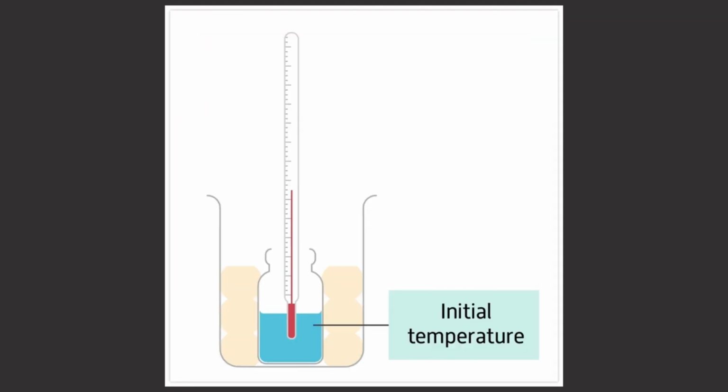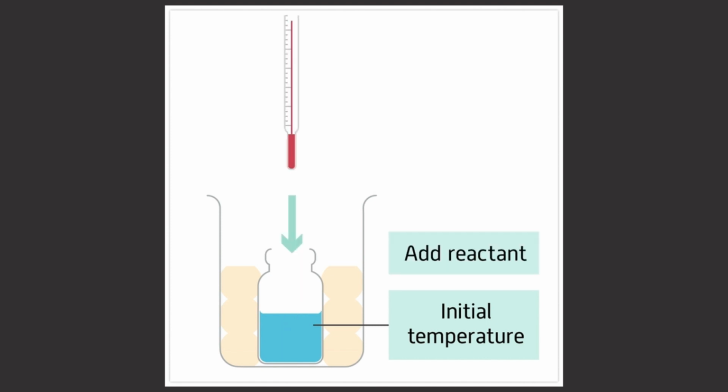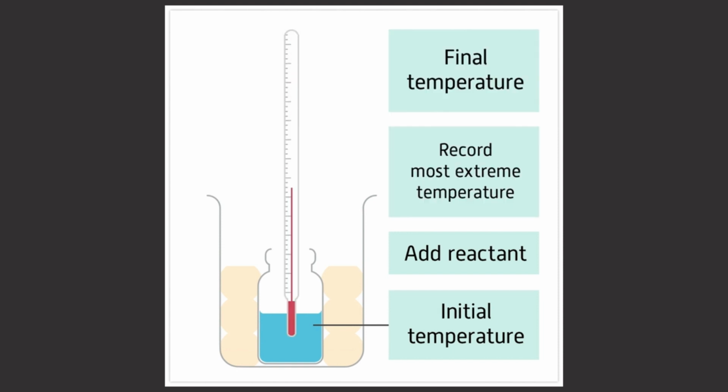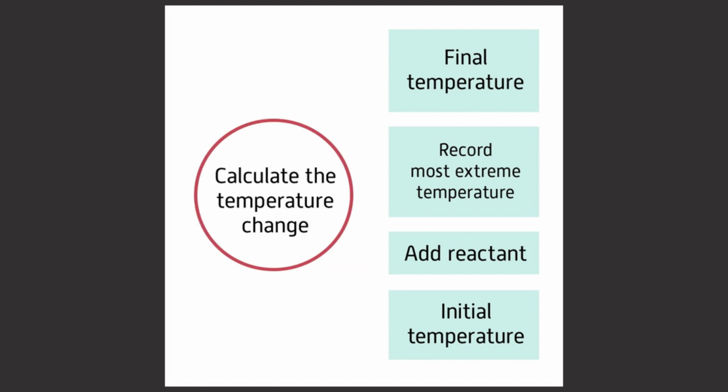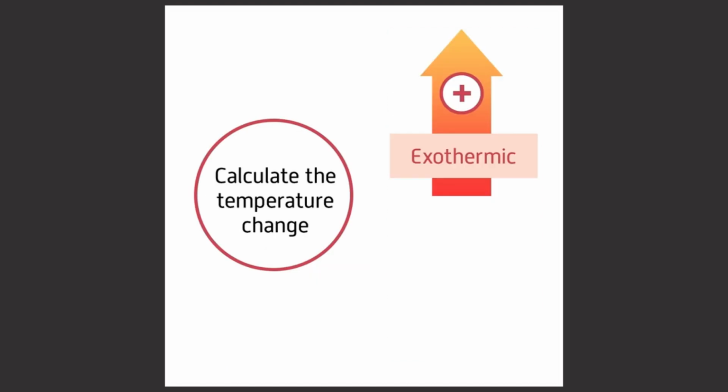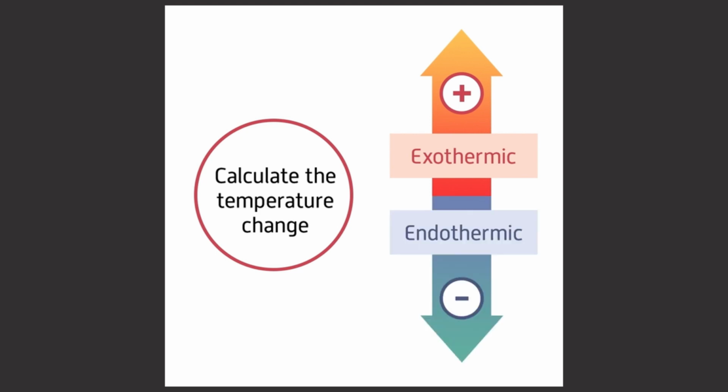For all of these investigations, you will be measuring the temperature of one reactant at the start, the initial temperature. You will then add the other reactant and record the most extreme temperature reached. This is the final temperature. You will need to calculate the temperature change. If the reaction is exothermic, then the temperature change will be a positive number. If it is endothermic, it will be a negative number.